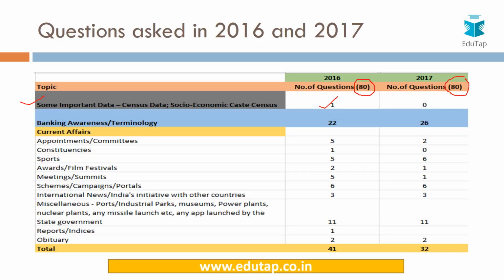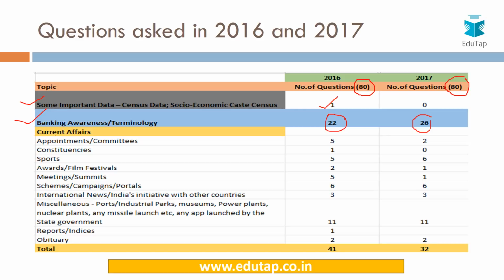Next, we shall move on to the second broad category, that is the banking awareness and terminology category. Here we see a good number of questions. 22 questions were asked in the year 2016 and 26 questions in the year 2017. So again, we see that the relative importance is kept the same. So this is a section to look out for.